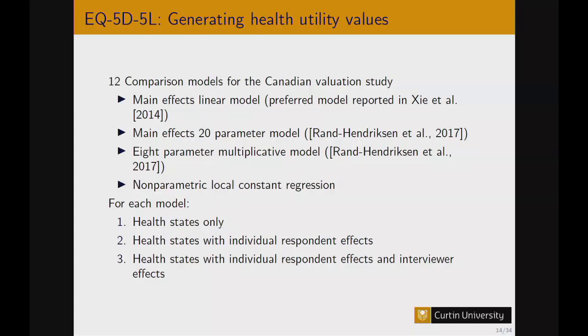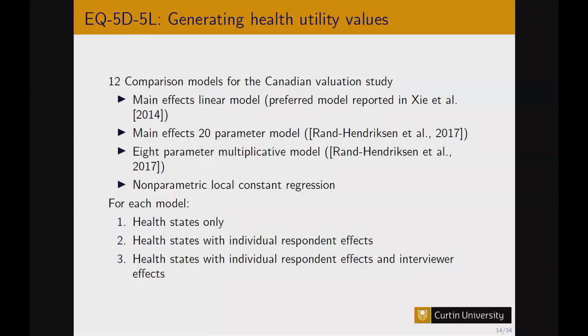Okay, so the study overall, I think I did distribute the paper. If you had a look and you have comments, I'm happy to hear them. So we compared 12 models for the Canadian valuation study. So there's a main effects linear model, and this is the preferred model that was reported by the original authors of the study, one of which is my co-author on the current study. There's also a main effects 20 parameter model, which is reported in almost every paper.